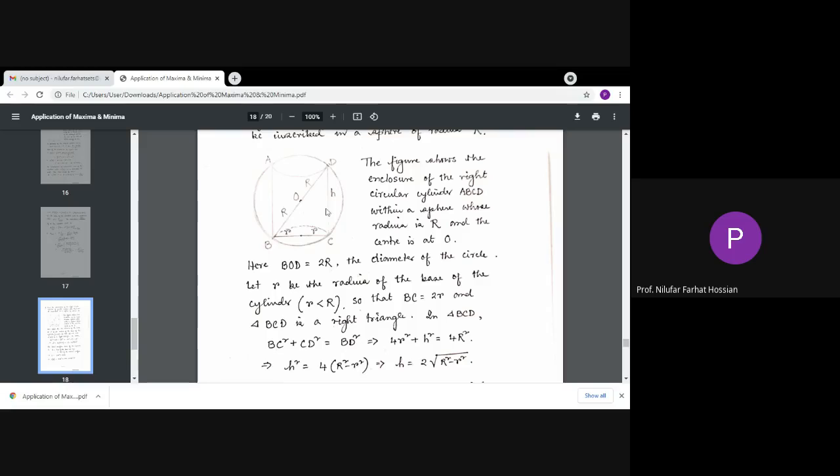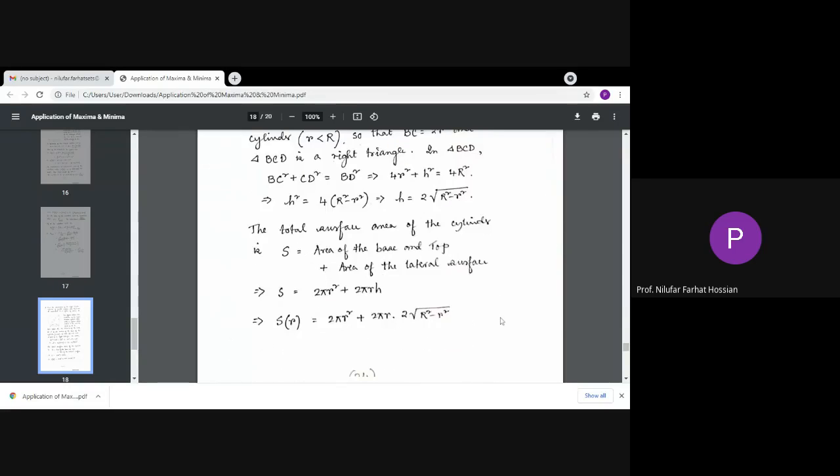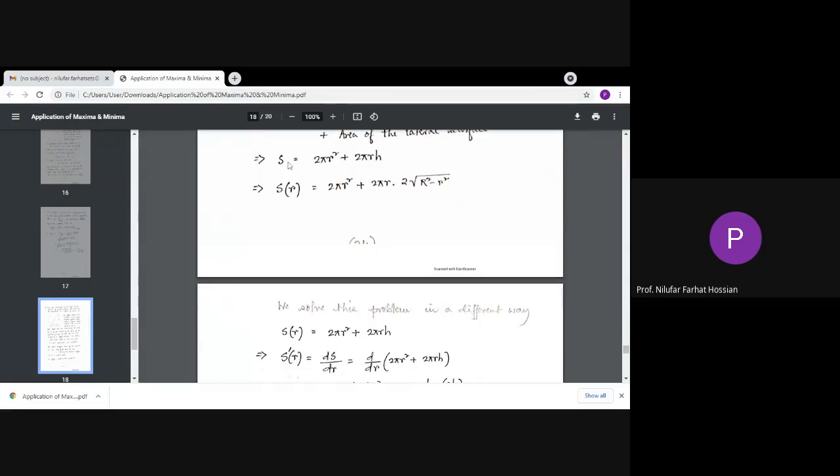How does it come? The perimeter of the base into the height, so 2 pi r h. The area of the base is pi r square, and the area of the top is pi r square. So pi r square plus pi r square will be 2 pi r square, and then 2 pi r h. So if you take S as the surface area, it will be 2 pi r square plus 2 pi r h.